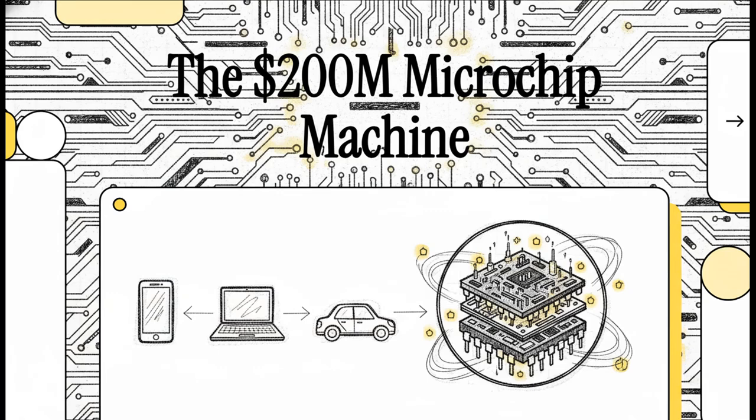All right, let's just jump right in. You know, inside every single modern device you own, your phone, your laptop, even your car, there are microchips. But what's inside those chips? Well, that's where things get almost unbelievable. We're talking about a level of tiny, intricate complexity that honestly sounds like it's straight out of science fiction.